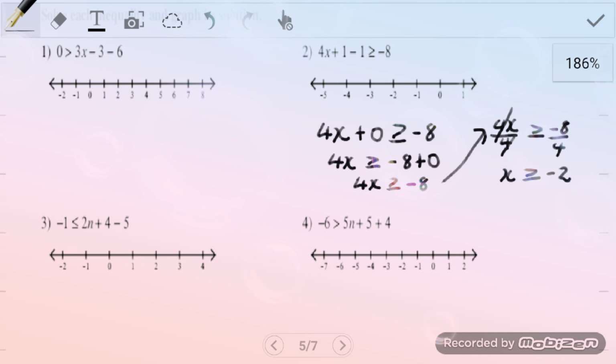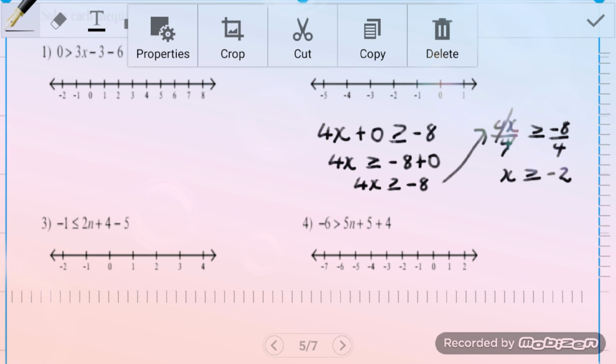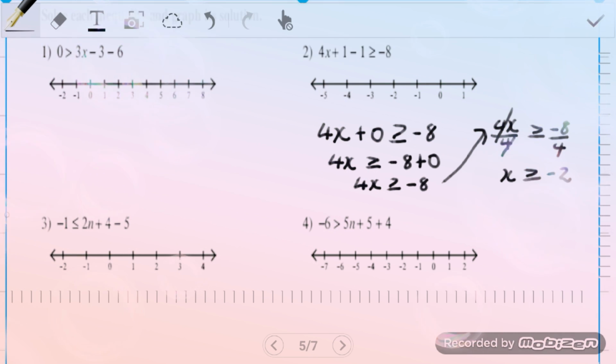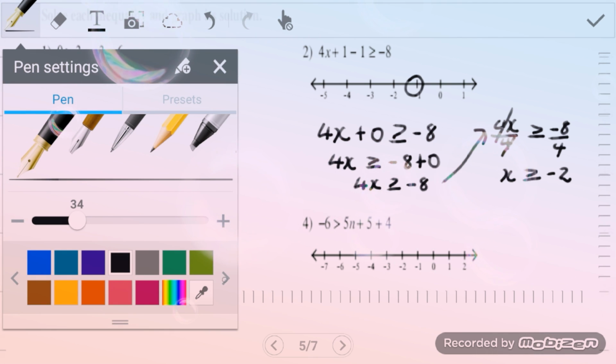Now, as I mentioned before, the difference between an inequality, which in this case is x greater than or equal to minus 2, you're going to find that there is more than one possible value that will make the inequality true. So what we do is that we go on our number line, and because it's greater than or equal to minus 2, we would circle the minus 2. And we would actually shade it.